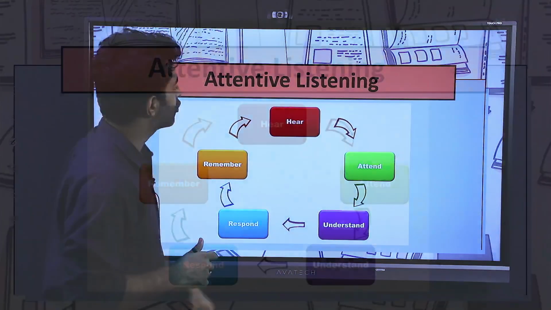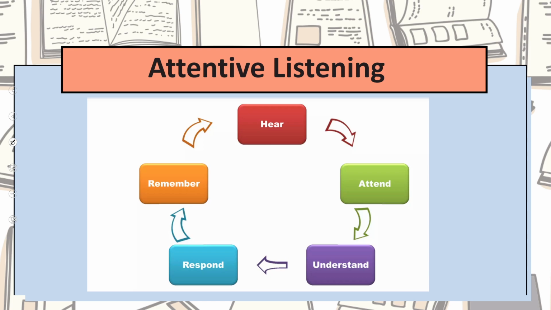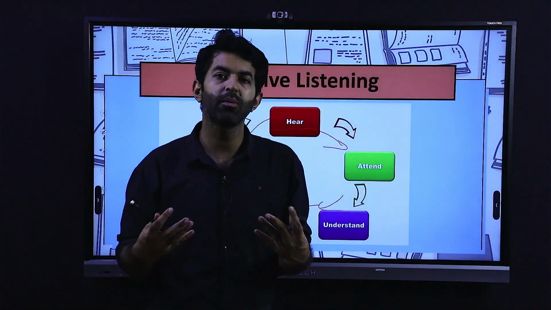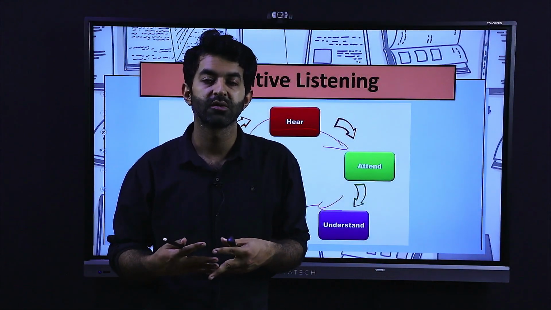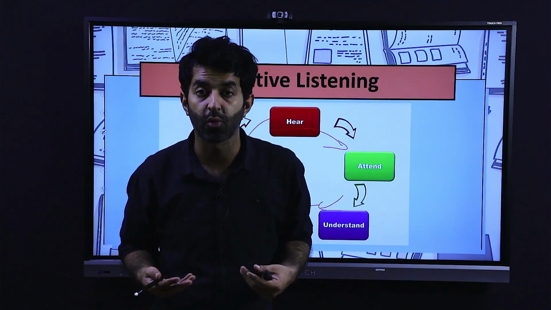So let's talk about the process first. First, you hear something, you start attending to it, paying your attention fully, and understand it, and then respond to it. Remember the whole conversation back and forth of speaking and listening. Remember it, and then you start the circle, and it will go on and on. So this is a very normal kind of surface level understanding of the listening process.